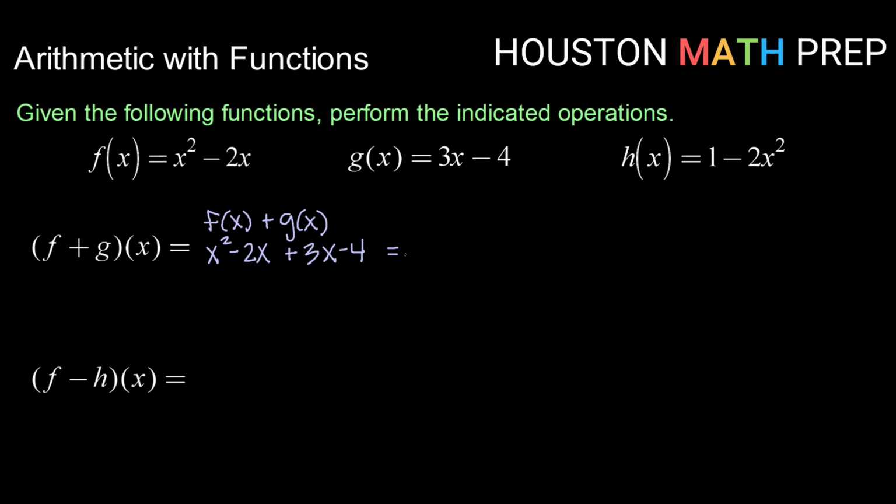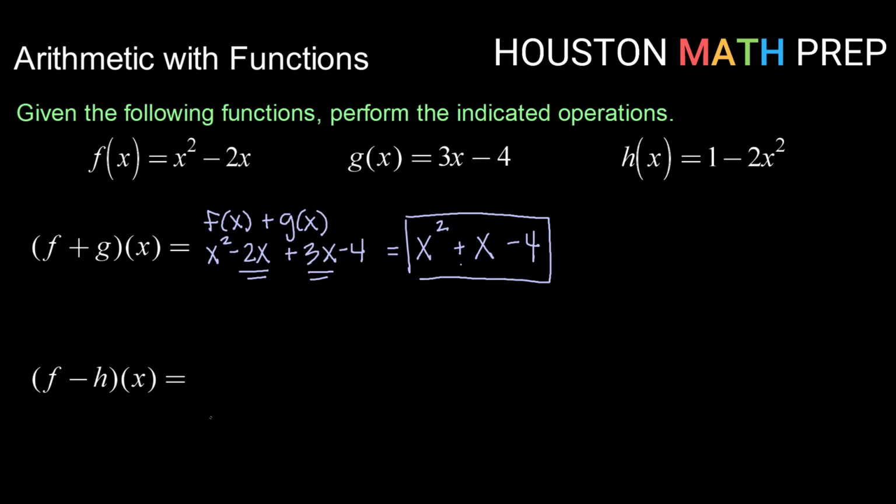Once you have that set up, from there it's just about simplifying by combining any like terms. Here I have like terms of negative 2x and positive 3x. Adding those together, I will have x squared plus 1x, or just plus x, minus 4. So by taking all of the terms in f of x plus all of the terms in g of x, I get f plus g of x, my new function.